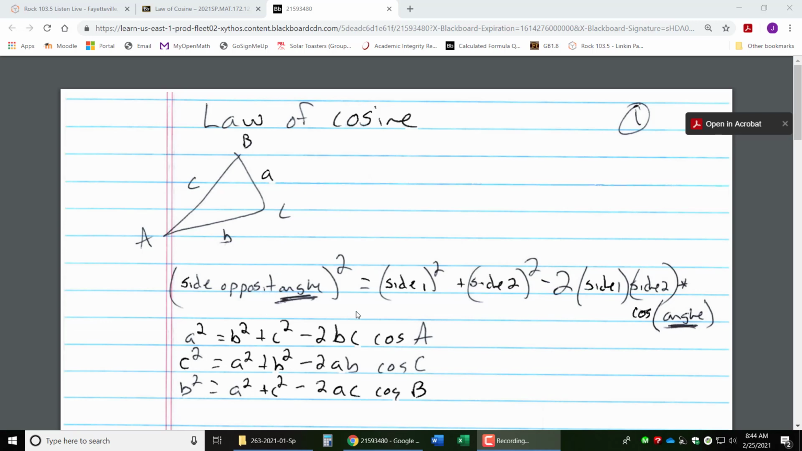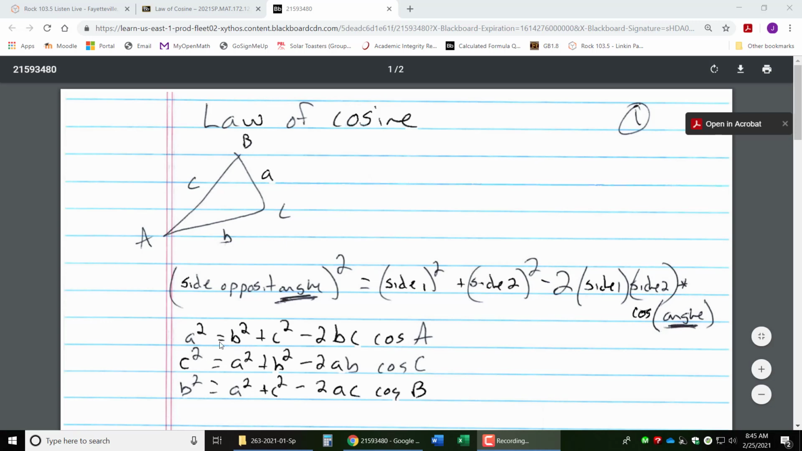So kind of the structure of the formula is, on one side of the equal sign we have one of the sides, the one that is opposite the angle over there on the right where the cosine is. And then it's equal to the two other sides squared, added together, kind of the Pythagorean theorem part there, and then we subtract 2 times those sides multiplied, also multiplied by the cosine.